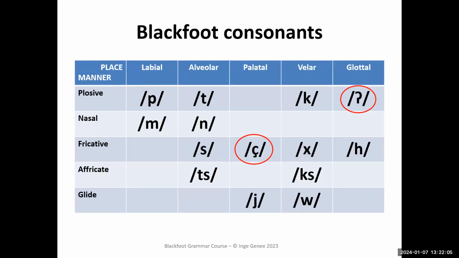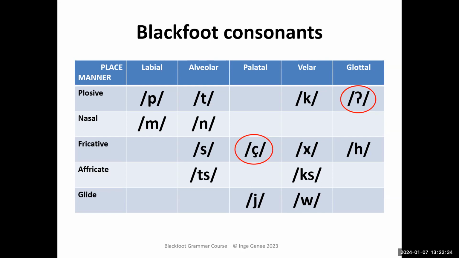This is an overview of the consonant sounds of Blackfoot. The place where the sounds are made is labeled at the top of the chart from left to right: labial, alveolar, palatal, velar, and glottal. How the sounds are made is called its manner. This is labeled on the left side of the chart from top to bottom: plosive, nasal, fricative, affricate, and glide.